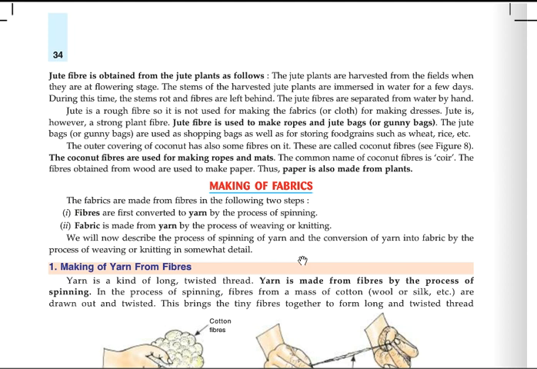So in this video, we studied some natural fibers briefly. Another portion of this chapter I will teach in my next video.